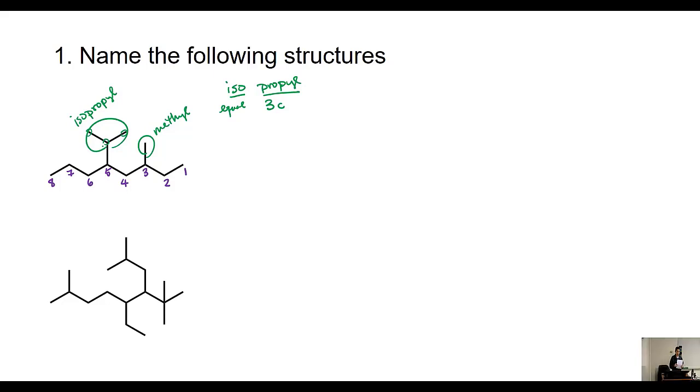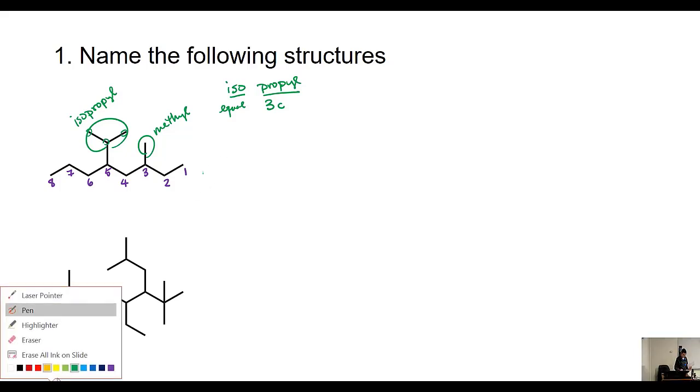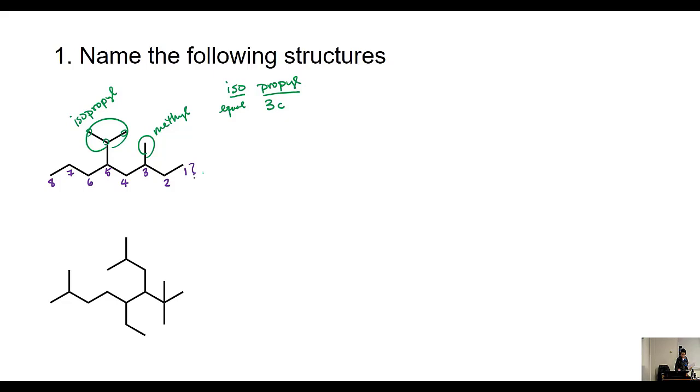All right, so I know that the 8 gives me octane. My pen did something weird. Okay, anyway, the 8 carbons give me octane, and then I have 2 substituent groups.